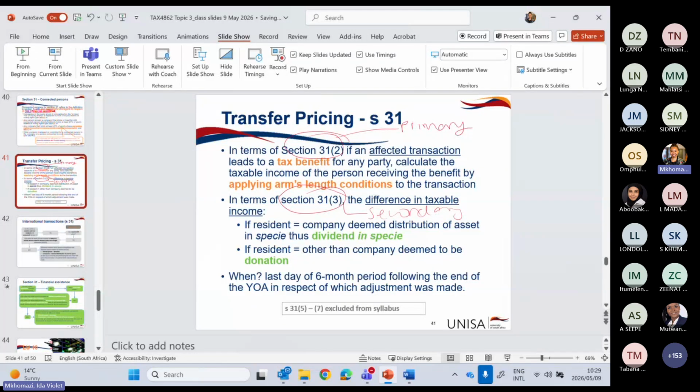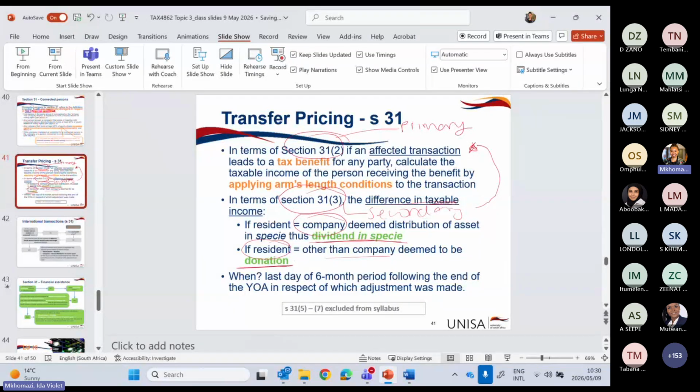31(3) says that the difference in taxable income between the arm's length amount and the non-arm's length amount, so basically the difference that you would have calculated in the primary transfer pricing adjustment, you need to treat as a dividend in specie if that resident is a company, or treat it as a donation if that resident is not a company. Meaning, if you are dealing with an individual, then you treat that difference as a donation. And both these taxes have the rate of 20%.